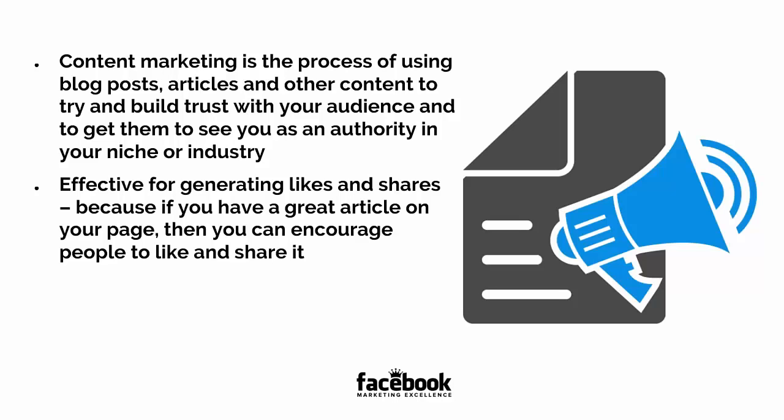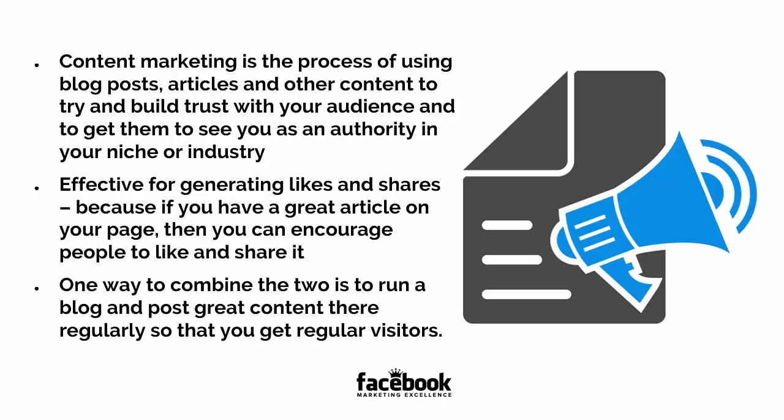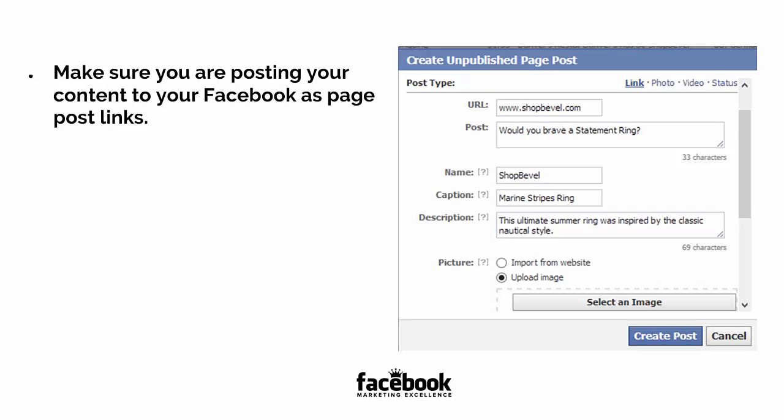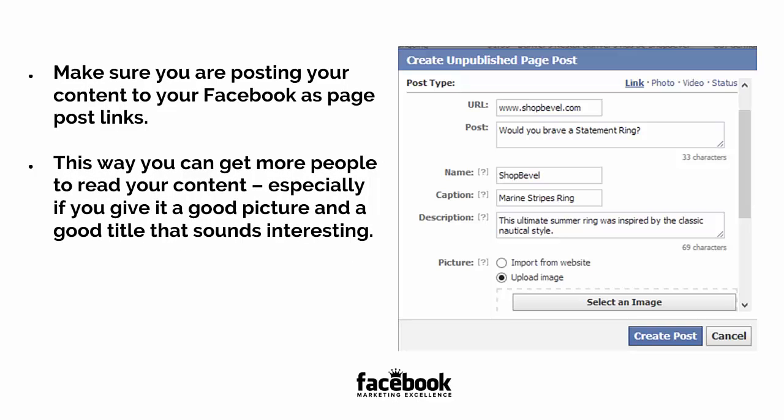One way to combine the two then is to run a blog and post great content there regularly so that you can get regular visitors. Do this and include the Shareaholic WordPress plugin so that your visitors can easily share your content to their Facebook pages, and you can install this plugin from within the WordPress dashboard. At the same time, make sure you are posting your content to your Facebook as page post links. This way you can get more people to read your content, especially if you give it a good picture and a good title that sounds interesting.